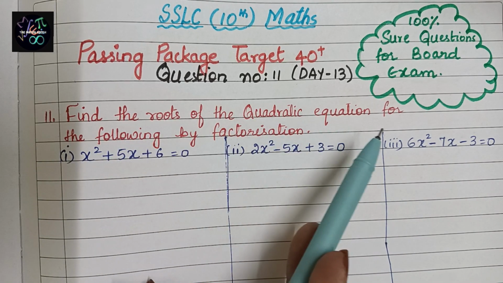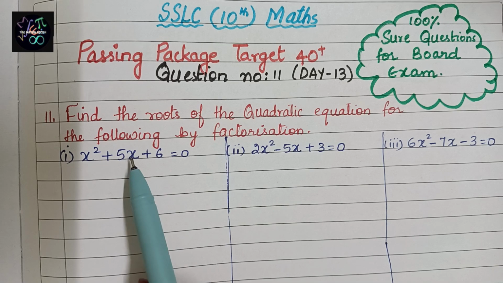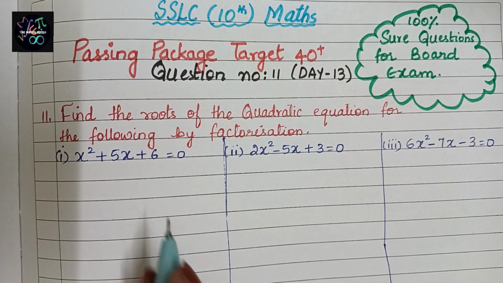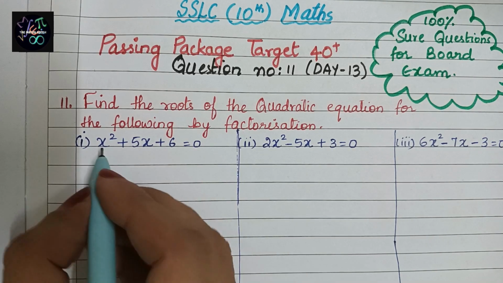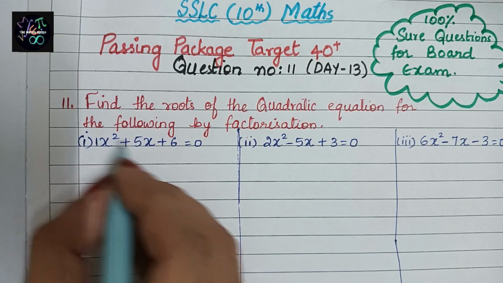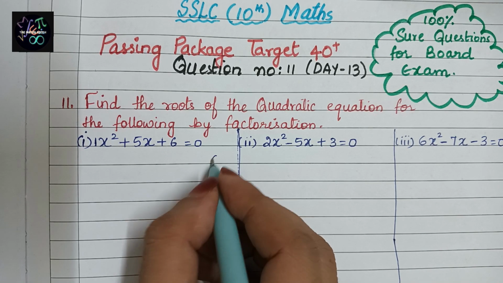Find the roots of the quadratic equation for the following by factorization. So here the quadratic equations they have given. So we have to find the roots of the quadratic equation. Let us see how we have to find. First, nothing means 1 here. So first and last number we have to multiply. 1 into 6, 6x square.